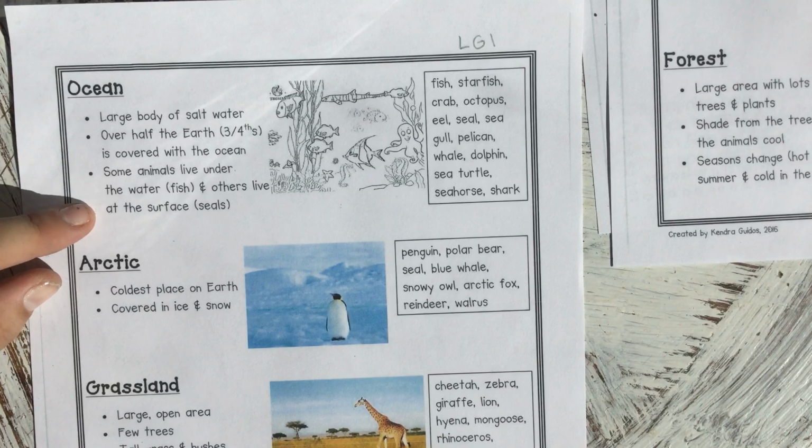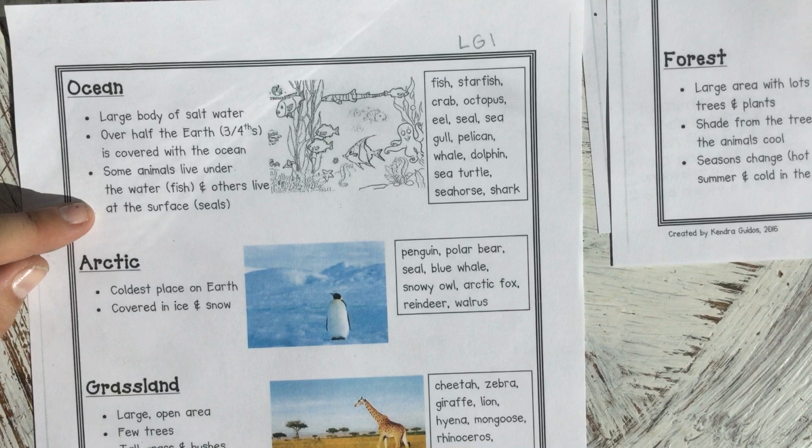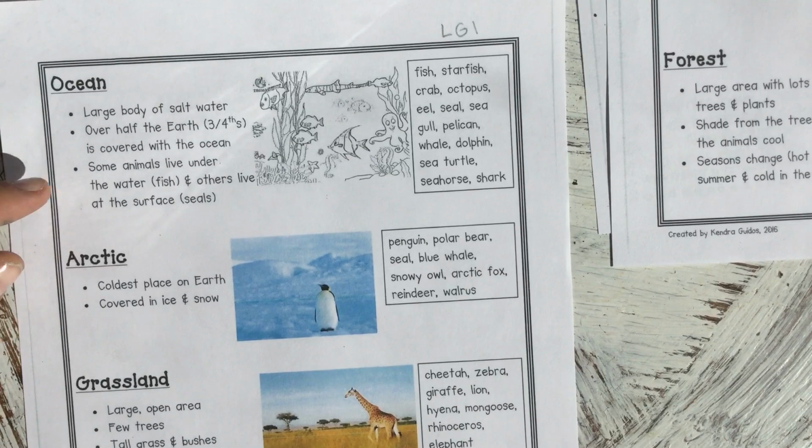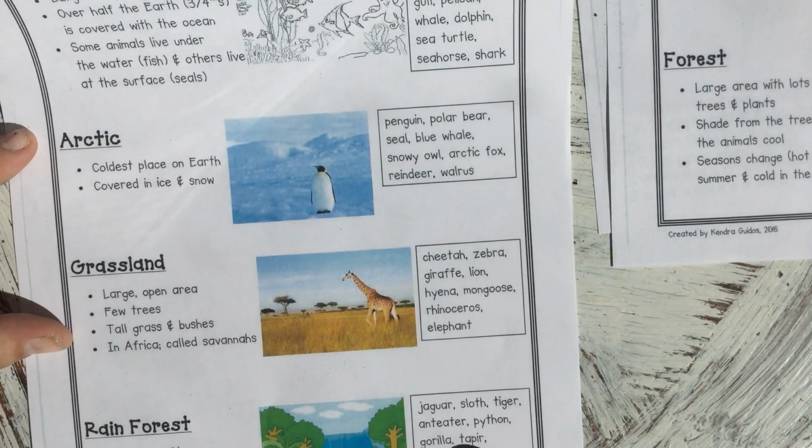Some animals live under the water, like fish, and some live on the surface of the ocean, like seals. Other animals that live in the ocean are fish, starfish, crab, octopus, eels, seals, seagulls, pelicans, whales, dolphins, sea turtles, seahorses, and sharks. All right, 3 more habitats to go.